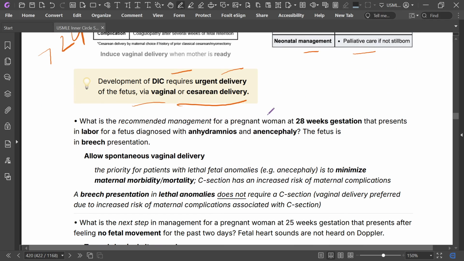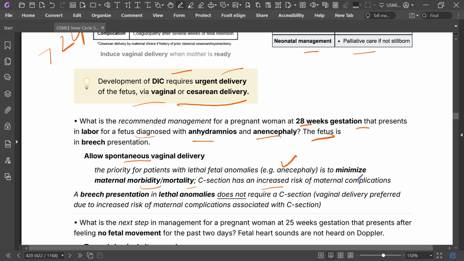What is the recommended management for a pregnant woman at 28 weeks of gestation who presents in labor with a fetus diagnosed with anhydramnios and anencephaly? The fetus is in breech presentation. Allow for spontaneous vaginal delivery. The priority for patients with lethal fetal anomalies like anencephaly is to minimize maternal morbidity and mortality.